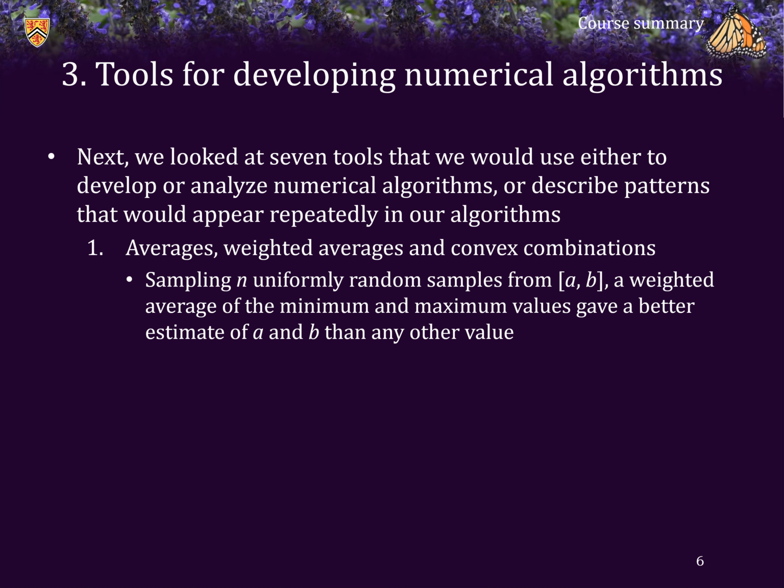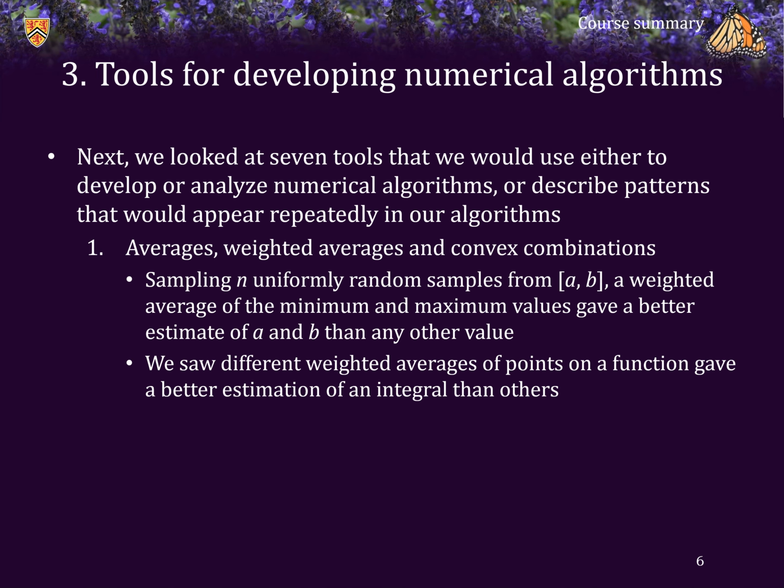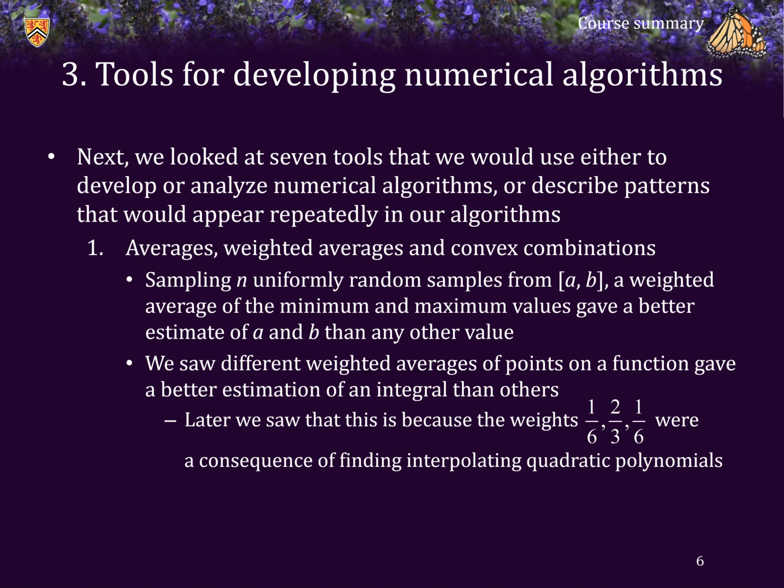Now, in this topic, we actually discussed a problem. If we were uniformly sampling random numbers taken from an interval from a to b, where we did not know what a and b are, then we saw that a weighted average of the minimum and maximum values we found gave a better estimate of a and b than any other value. We also saw that different weighted averages of points on a function gave a better estimate of an integral than others. Later, we actually saw that this was the case because the weights that gave us the best approximation, 1/6, 2/3, and 1/6, were actually a consequence of interpolating quadratic polynomials in a technique we saw as Simpson's rule.